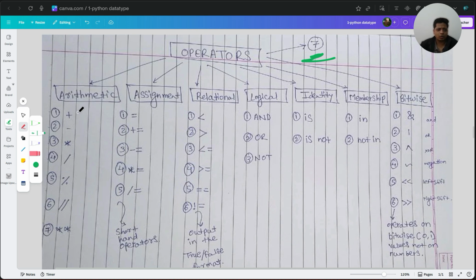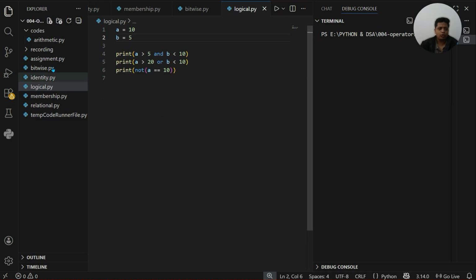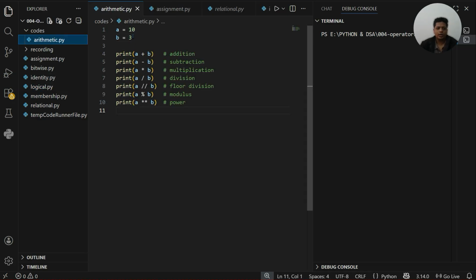Inside arithmetic operators, we have addition, subtraction, multiplication, division, modulus, floor division, and power. Star star means raised to, like 5 to the power 2. This is how 5 star star 2 can be represented. So let's move on to the arithmetic operators. I will just show you one program. This is the program for the arithmetic operators.